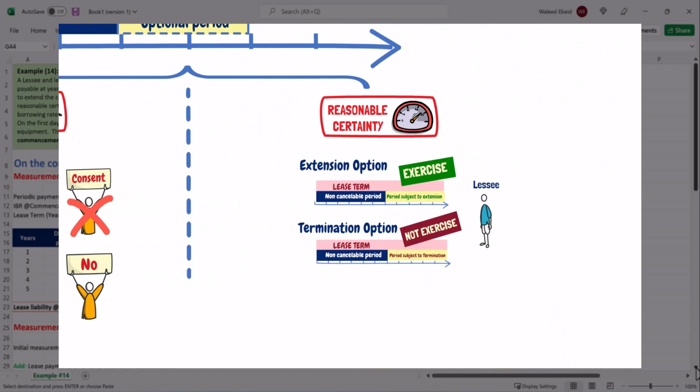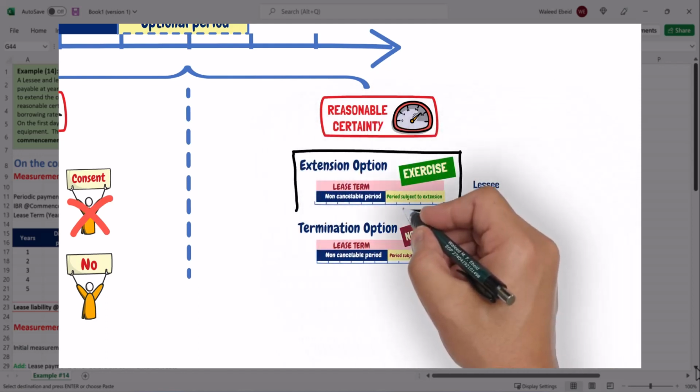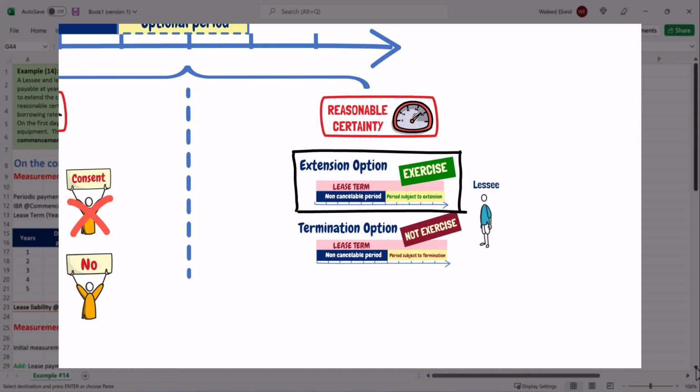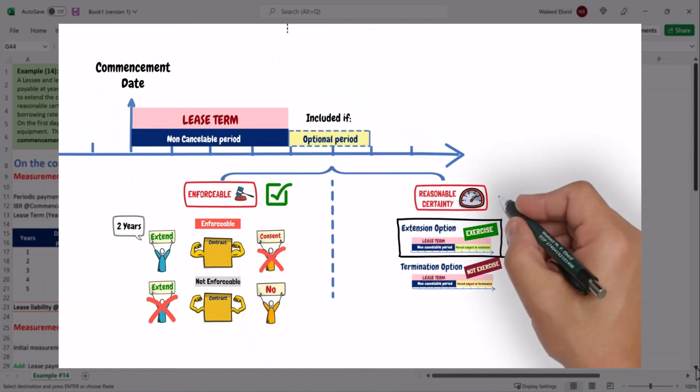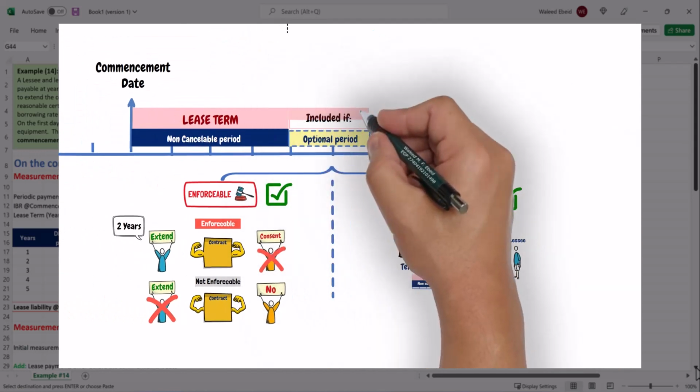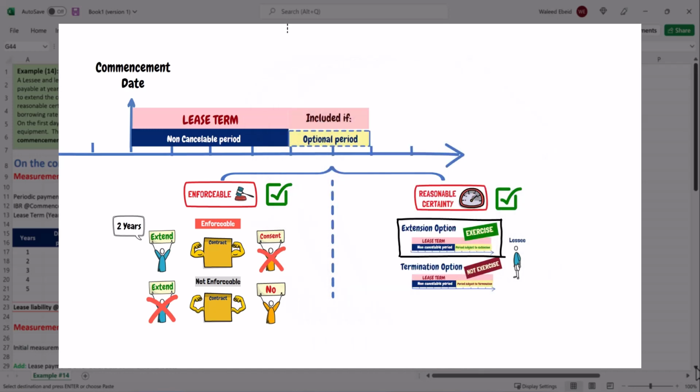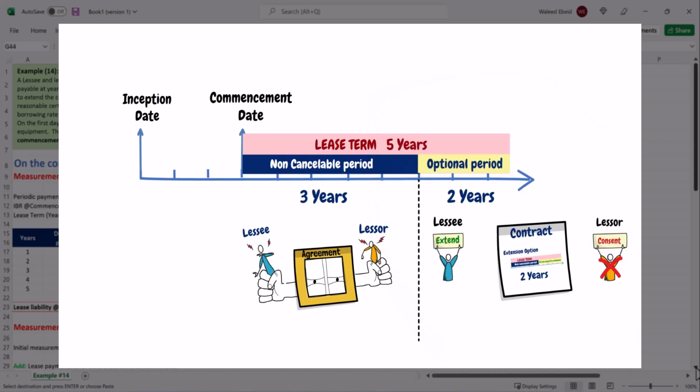As for the second condition, the example mentioned that, based on the lessee's circumstances, there is a reasonable certainty that the lessee will extend the contract term for the additional 2 years. Given that these 2 conditions are met, the optional period is included in the lease term. So, the lease term here is assessed to be 5 years as of the commencement date.